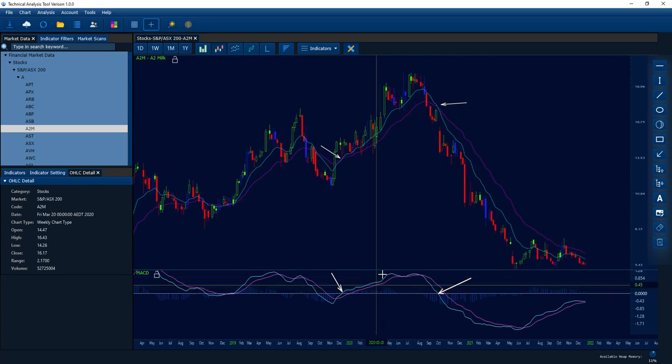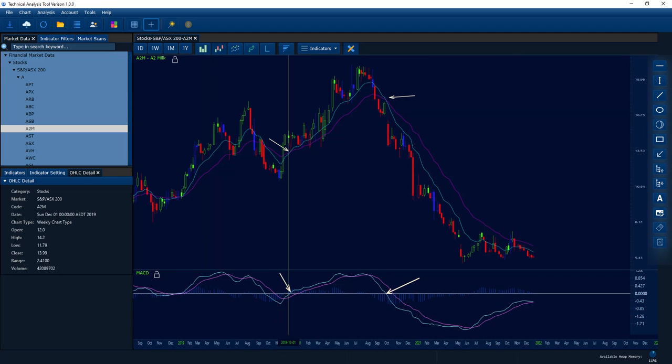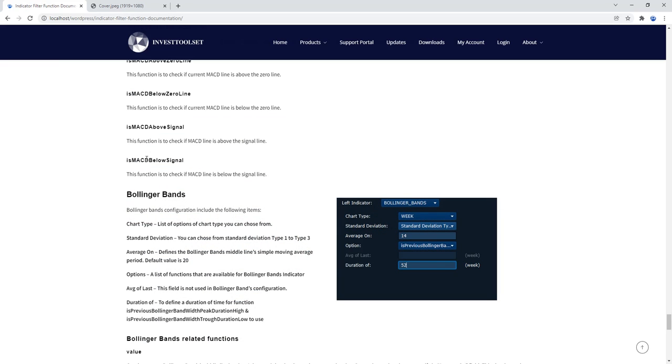Usually when the share is in a downtrend, the MACD line stays below zero for quite some time, as you can see from here. Once it crosses below zero, it never comes back. During this period of time, the shares keep moving lower. Okay, so that is what this function returns for you.